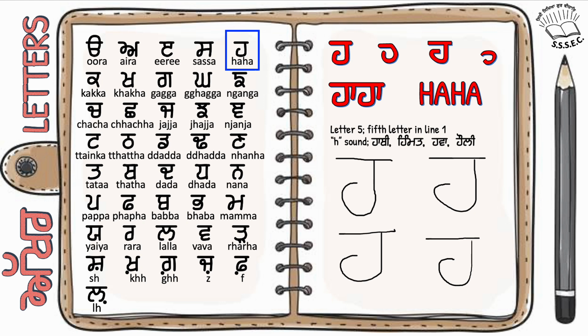And a couple of words you can write or say with this. Hathi. Hathi means elephant. Himmat. Himmat means courage. Hava. Hava means air or wind. And holi. Holi means slowly or slow.